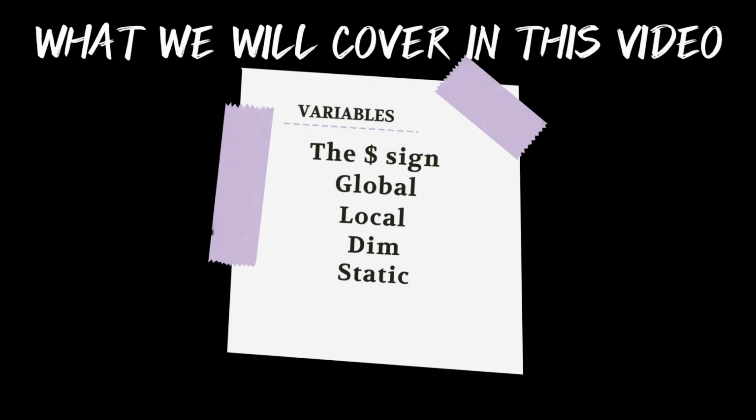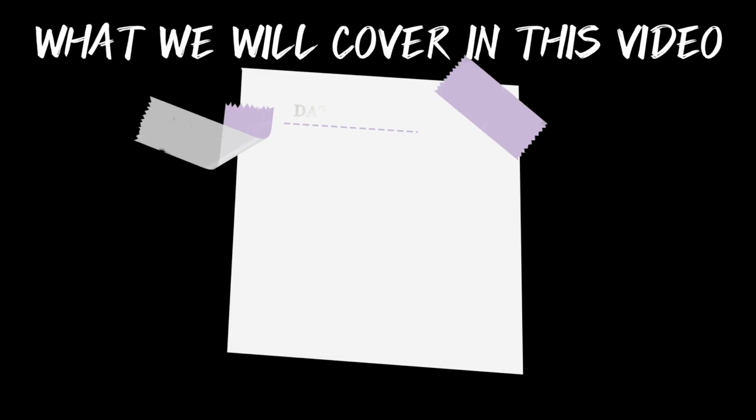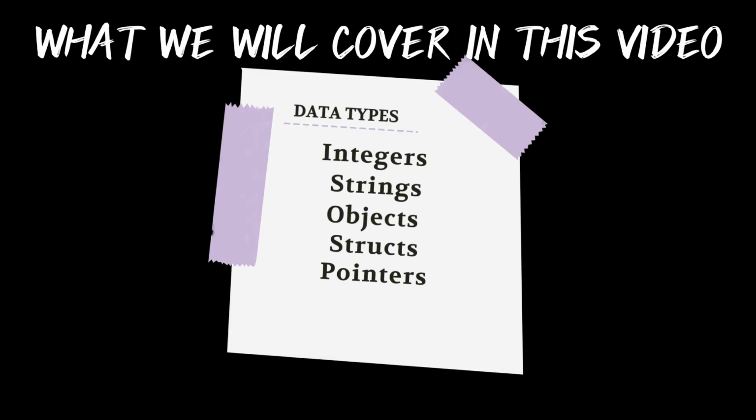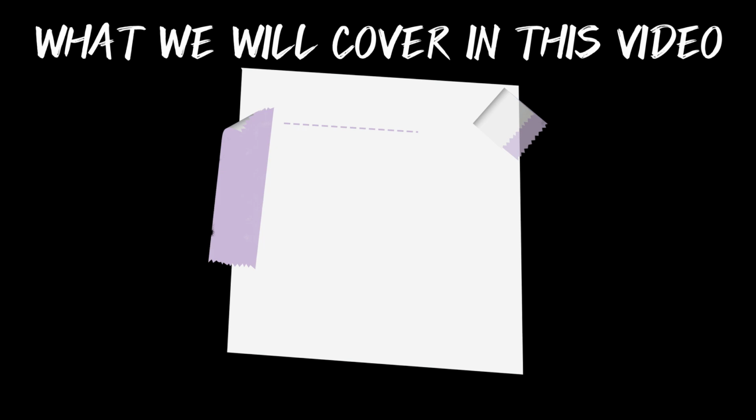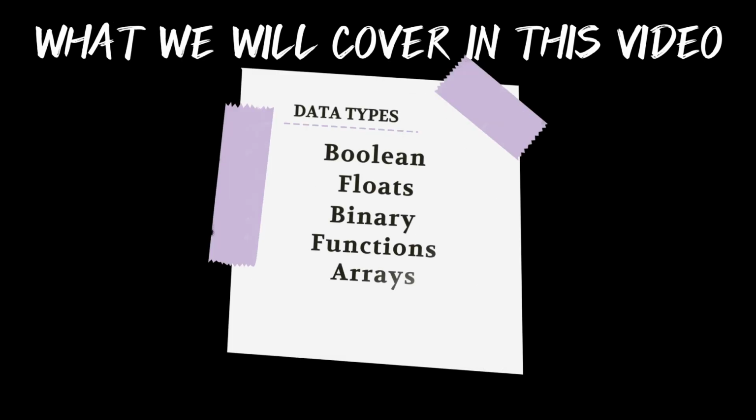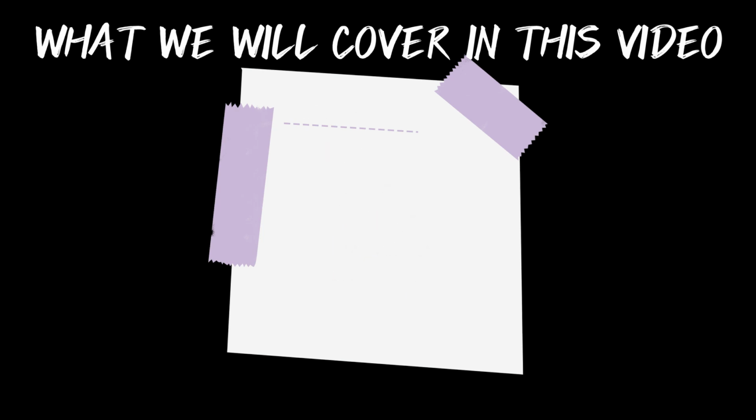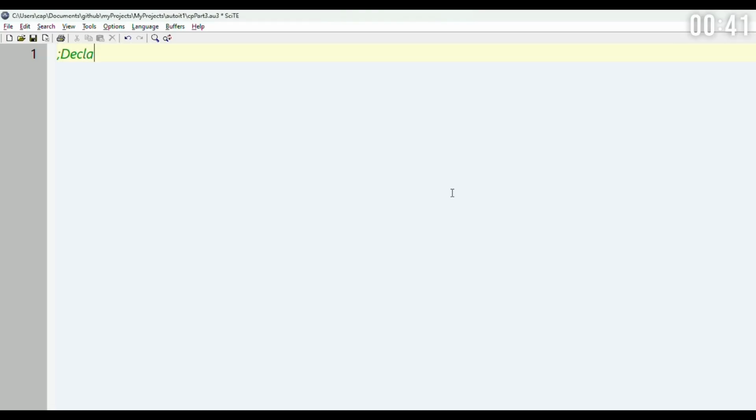Variables and data types are crucial concepts in any programming language, including AutoIt. By understanding how to use variables and different data types, you can write more efficient and effective scripts. In this tutorial, we will dive deeper into the world of variables and data types in AutoIt, exploring various examples and use cases. Firstly, let's take a closer look at variables.